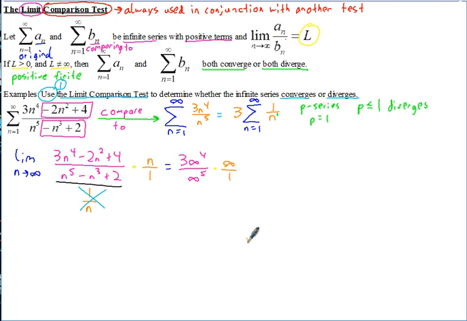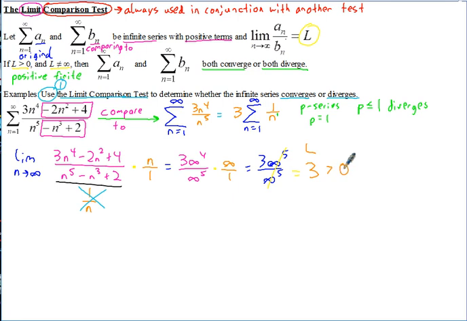Okay. And then we can combine those on the numerator. So that becomes 3 infinity to the 4th times infinity, which is infinity to the 5th, over infinity to the 5th. Then you can see that the infinity to the 5ths reduce out, leaving you with just 3. And notice, this is our L here, our limit. Is that limit positive and finite? Yeah, it is greater than 0 and it's not infinity.